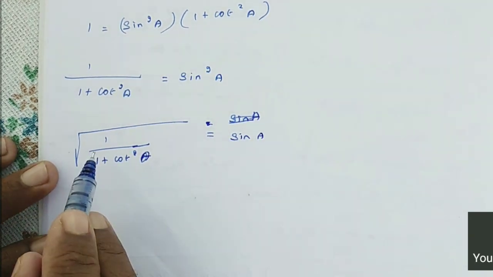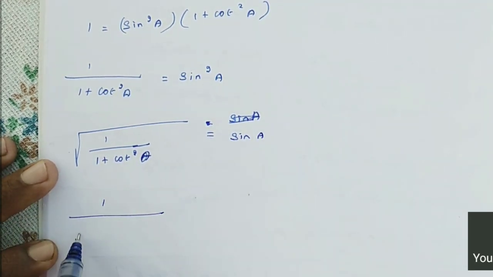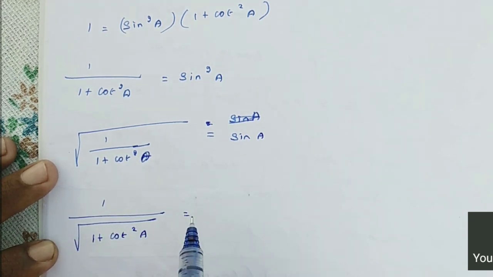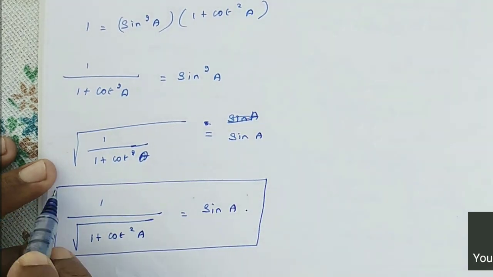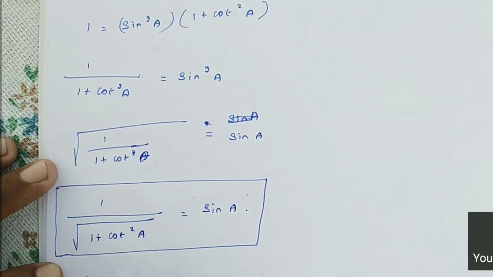Next, now we take the root. The root of 1 is 1 here. So 1 by root of 1 plus cot squared A equals sin A. Clear? So now we have written sin A in terms of cot A. Any doubt? Here you can put plus or minus. Are you clear? Any doubt?